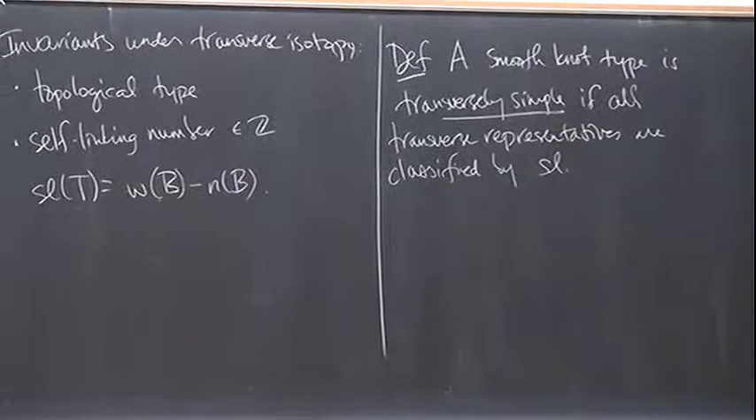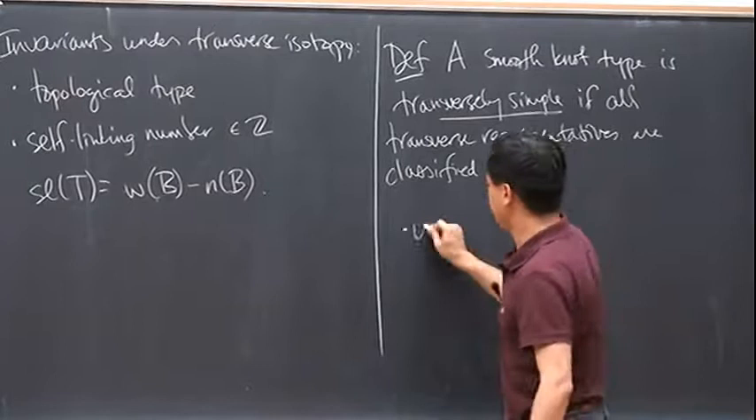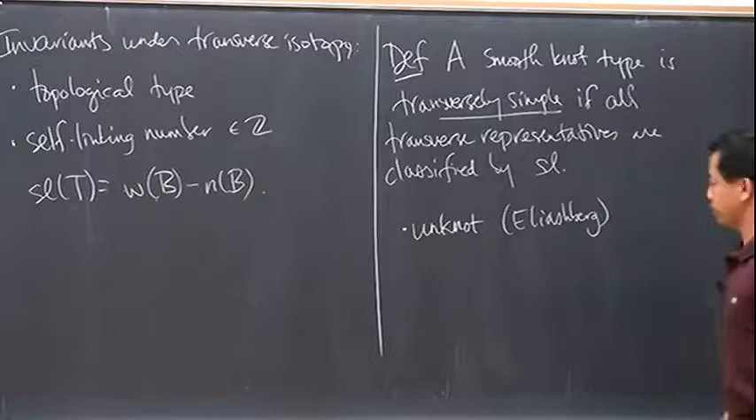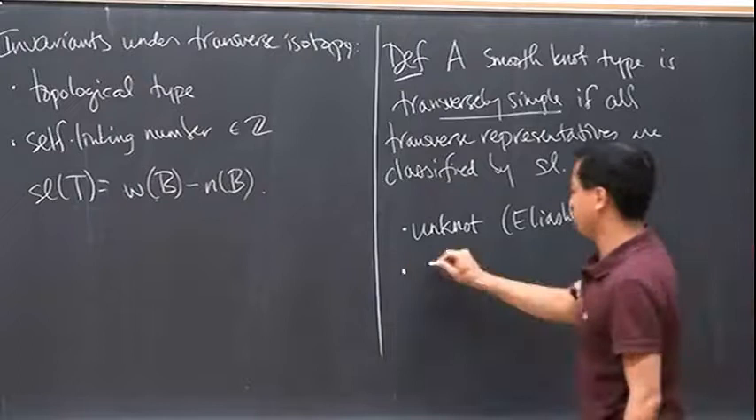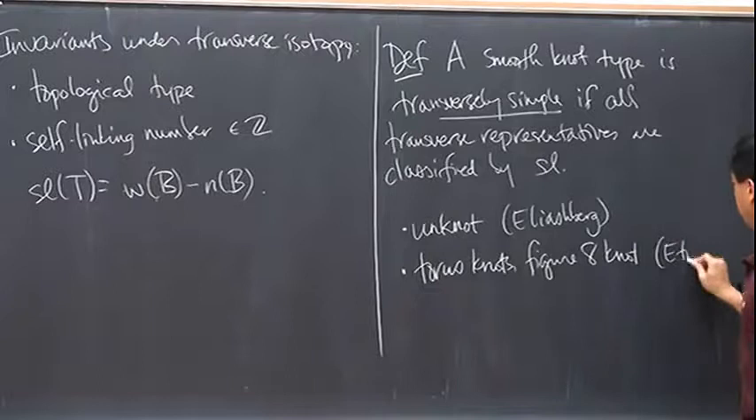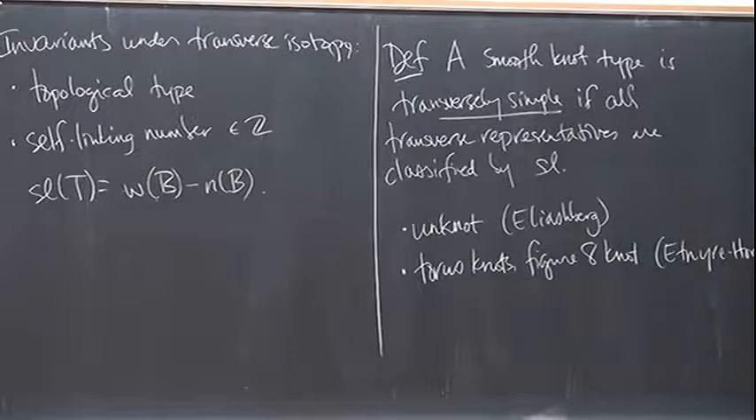Okay. So some examples of this have been around for a while, some of them longer than others. There's the unknots. This is a relatively old result of Eliashberg's. There are torus knots, and I'm going to stick in here also the figure eight knot. And this is Etnyre and Honda. I had been mistakenly attributing torus knots to Etnyre, but he tells me that that was only for positive torus knots, I guess, and he and Honda did the full case.